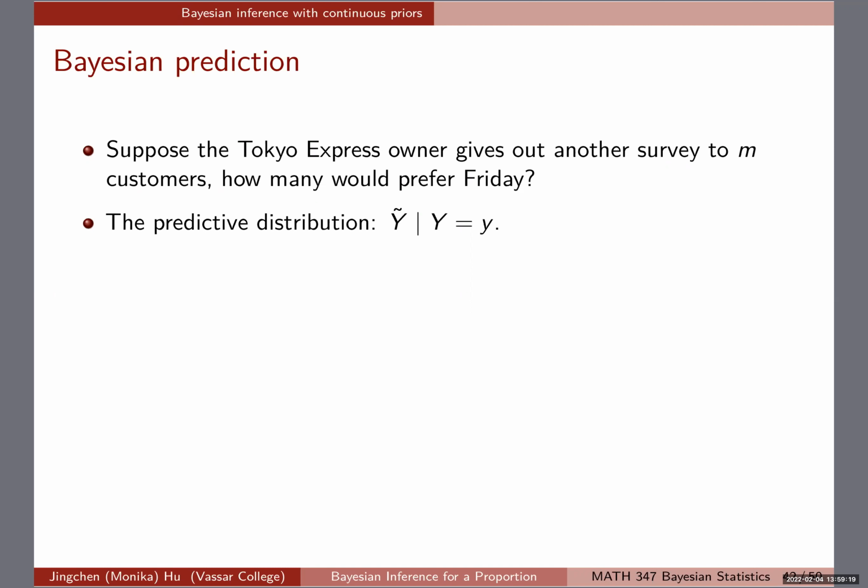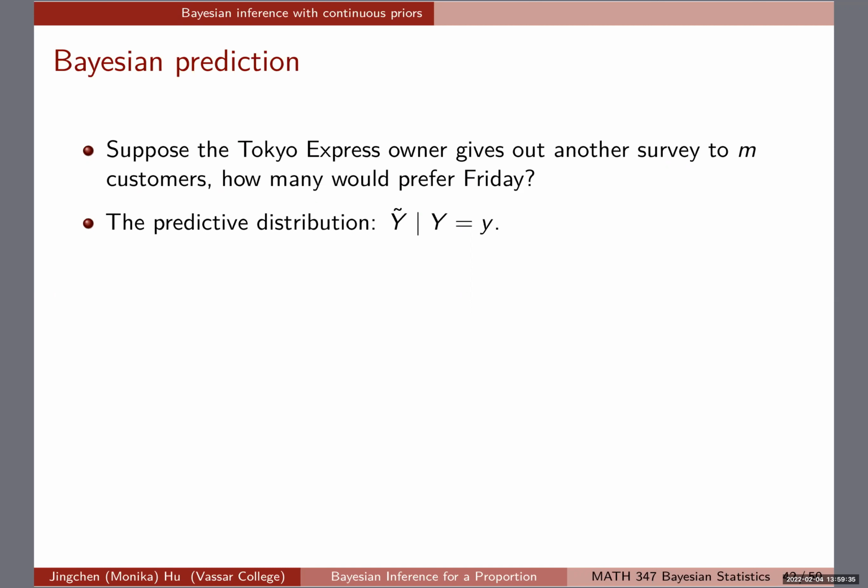So for the prediction, let's set up with this toy example here. Suppose the Token Express owner gives out another survey, let's just say instead of N survey of customers, this time the survey is to N number of customers.